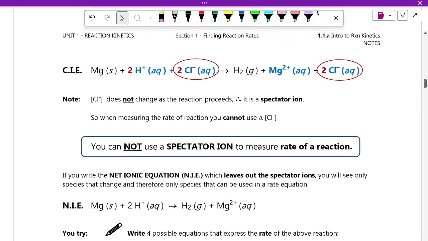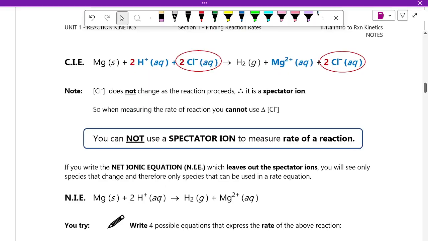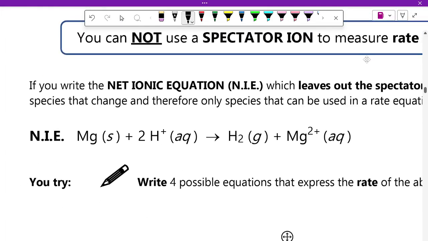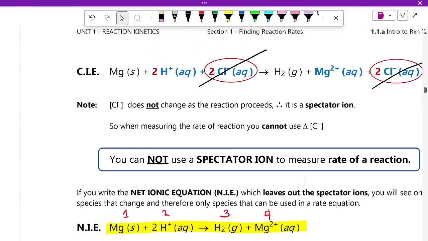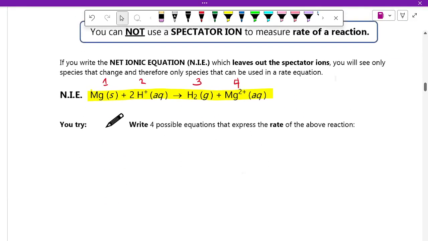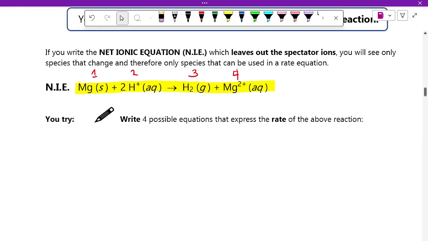All right. And then on our next page, on page 3, we cancel out our spectator ions. The chlorides don't change from side to side. And so our net ionic equation then looks like this. So we can only use these 4 things, 1, 2, 3, 4, to measure the rate of reaction. We cannot use chloride. Okay, chloride cannot get used because it does not change from side to side. So let's write 4 possible equations to express the rate of the above reaction.